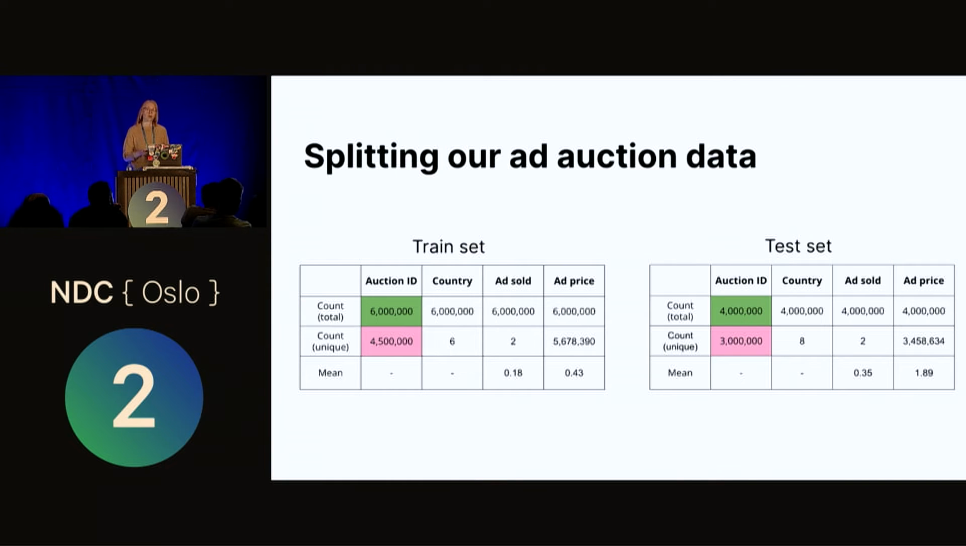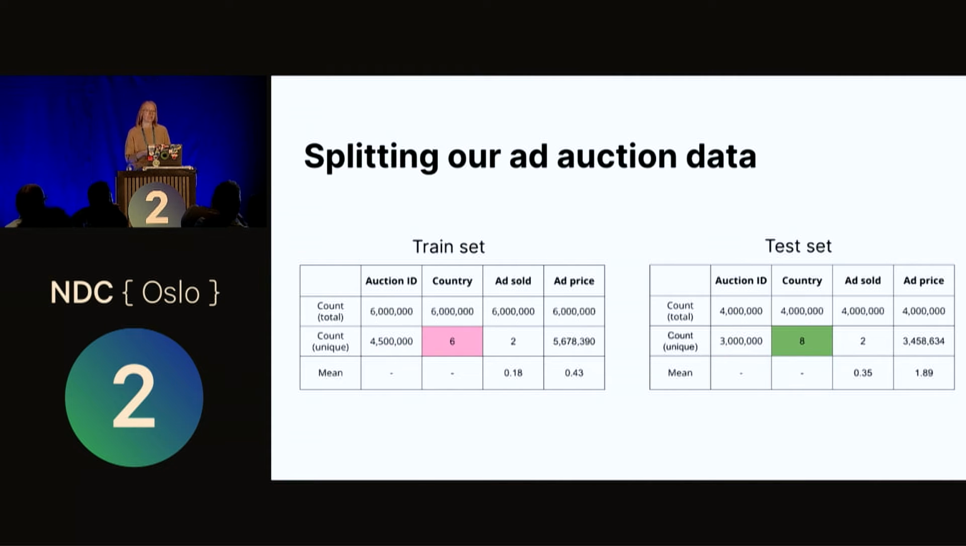The first thing that we notice is that auction ID, which should be unique to every single auction, somehow has less unique values than total values in both the train and the test set. When we dig into this, we realize there are actually duplicates in the auction data. So what this means is that the test data set likely contains some of the exact same observations that we trained on. And this allows the model to overfit and then still achieve good performance on the test set by just fitting to the observations it's already seen.